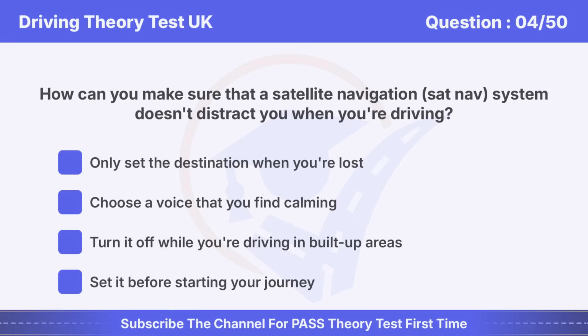Question 4. How can you make sure that a satellite navigation (sat-nav) system doesn't distract you when you're driving? Option A. Only set the destination when you're lost. B. Choose a voice that you find calming. C. Turn it off while you're driving in built-up areas. D. Set it before starting your journey.